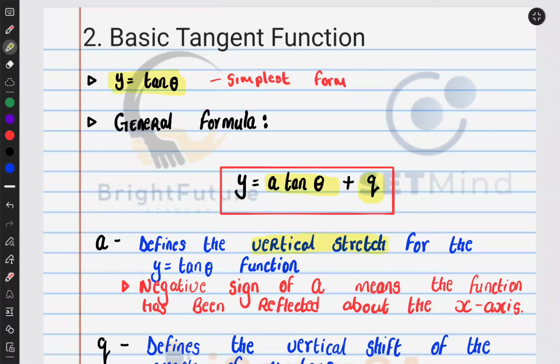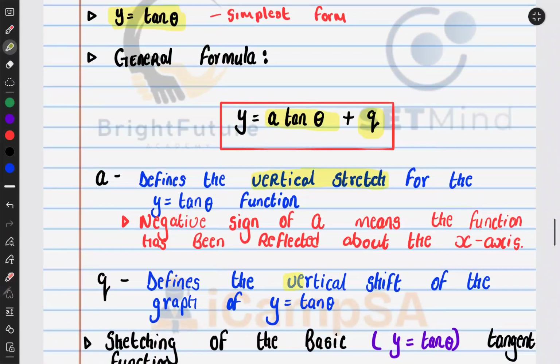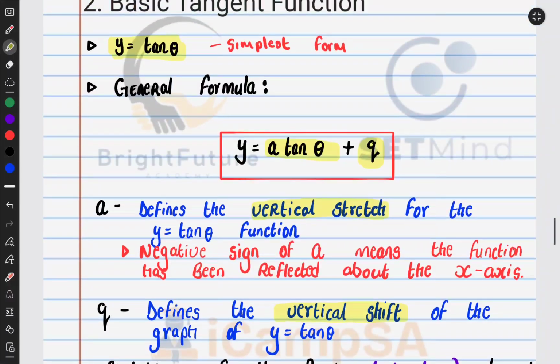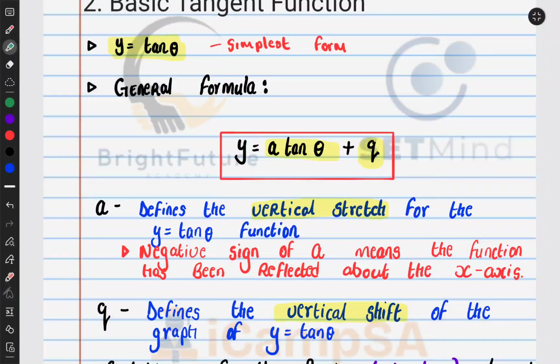And then plus q. That q represents what? The vertical shift. So it's the shifting of the function up and down. Another thing about the value of a: a negative sign of a means that the function has been reflected about the x-axis.